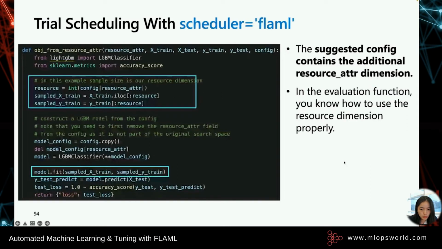And then after getting this resource value, you need to know how to use this resource to do multi-fidelity evaluation. For example, when sample size is used as the resource dimension, we can do multi-fidelity evaluation by training a model using a subset of the data. And this is the way to write this evaluation function when the FLAML scheduler is used.